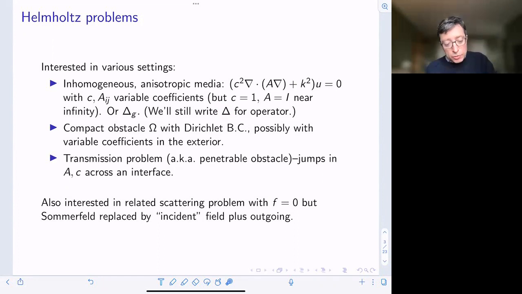So you could also introduce a boundary problem. One of the most important practical problems, of course, is to study these waves bouncing around in the exterior of one or more obstacles. So you could have an obstacle, say with Dirichlet boundary condition, and then also have variable coefficients outside of it, the way I've described.